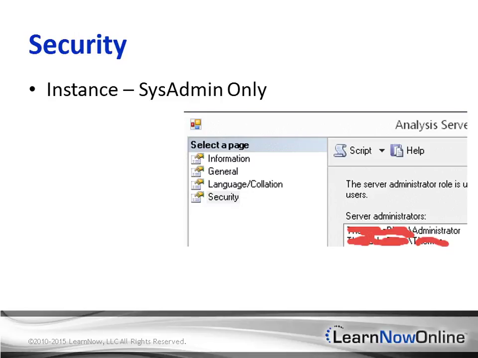No Analysis Services database is complete until you set up security. The Analysis Services multidimensional cubes contain a great deal of granular security and access. The first level is at the instance level, and this is where you can set up system administrators. The system administrator can perform any function needed for Analysis Services databases.